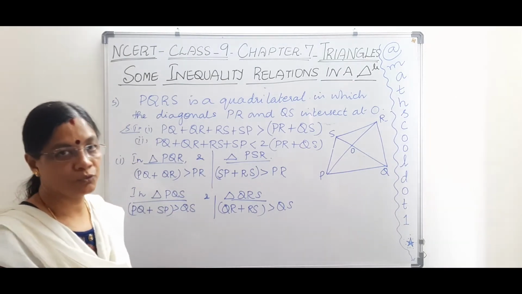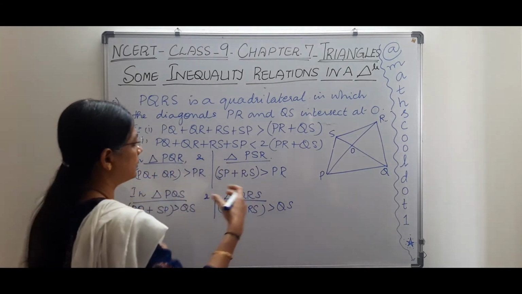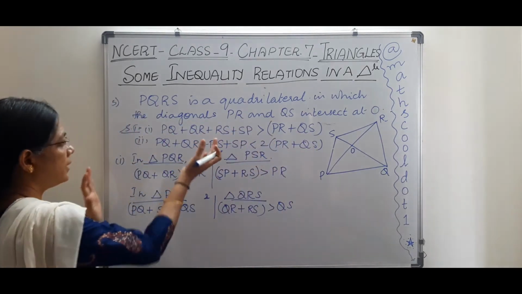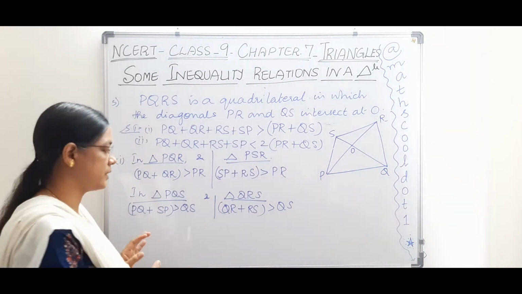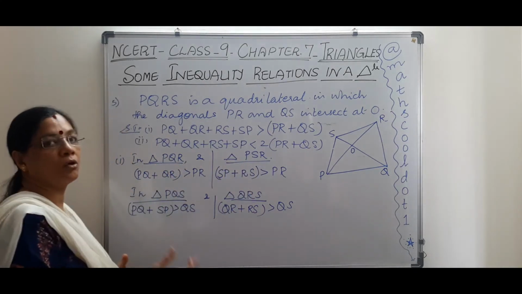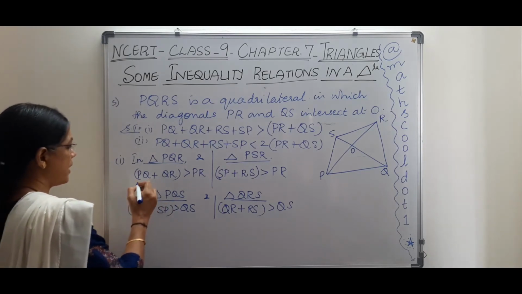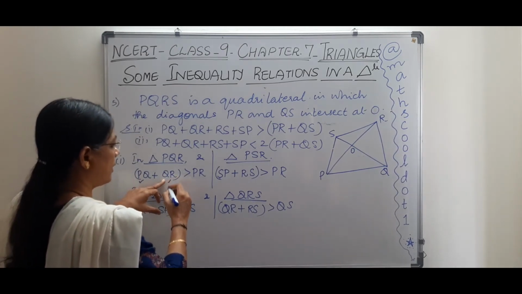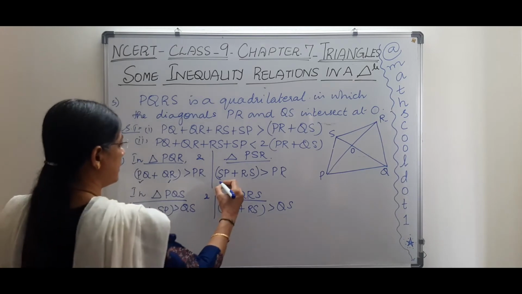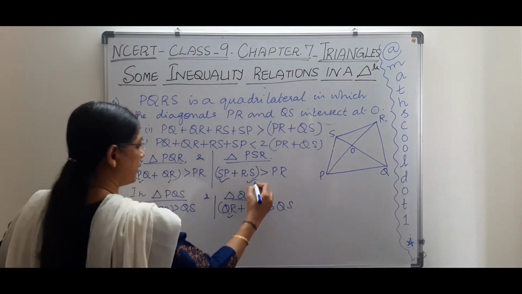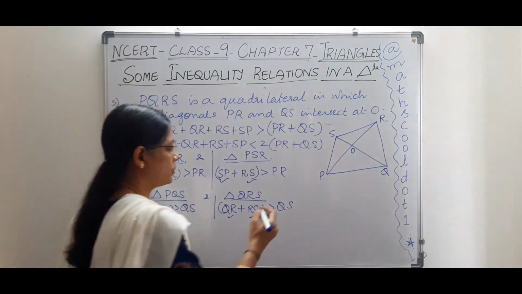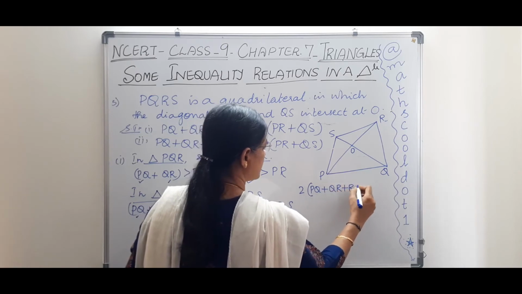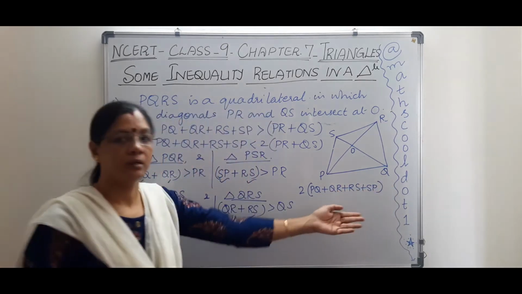Let us add all together. We are going to add all the four relations because we need to have PR plus QS on the right side and the sum of all the sides on the left side. So let us add all the left sides and all the right sides. On the left side, we have PQ and one more PQ, so two PQ are there, and two QR, two SP, and two RS. So everything we have two times. So I will write it as 2 times PQ plus QR plus RS plus SP. So this is my left side.